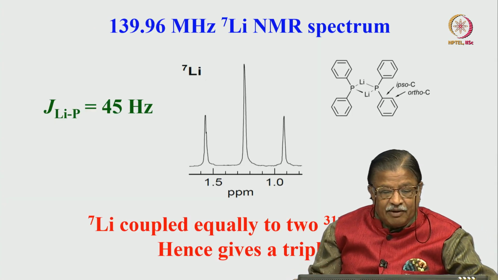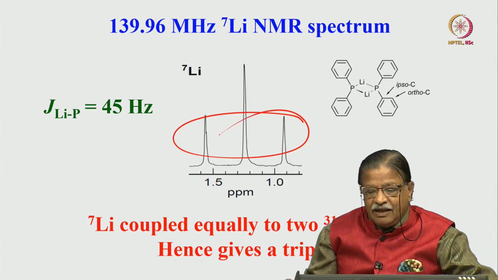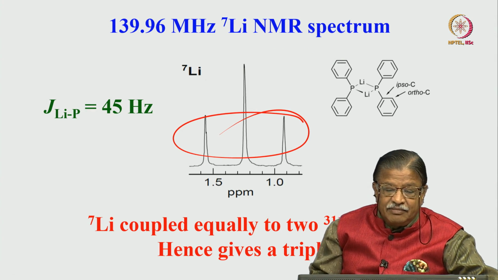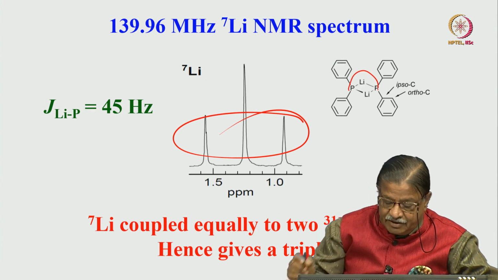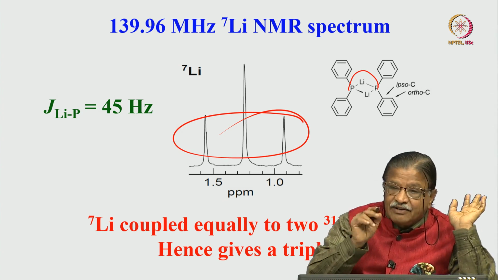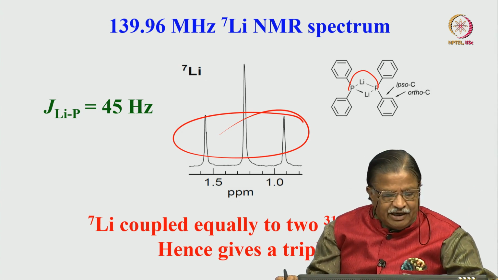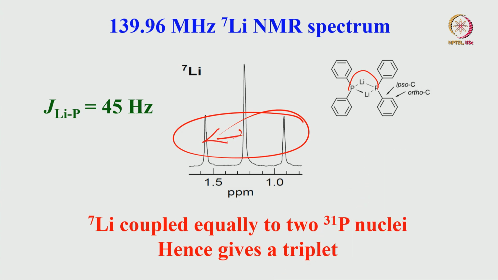If you look at the lithium NMR here, I am going to get a triplet. Why are we getting a triplet? See, lithium is coupled to phosphorus. Both are chemically equivalent, so it is equally coupled to 2 phosphorus. As a consequence, it's a triplet. That we know: when there are 2 equivalent spins coupled, it will be a triplet. And this separation gives me the lithium-phosphorus coupling.